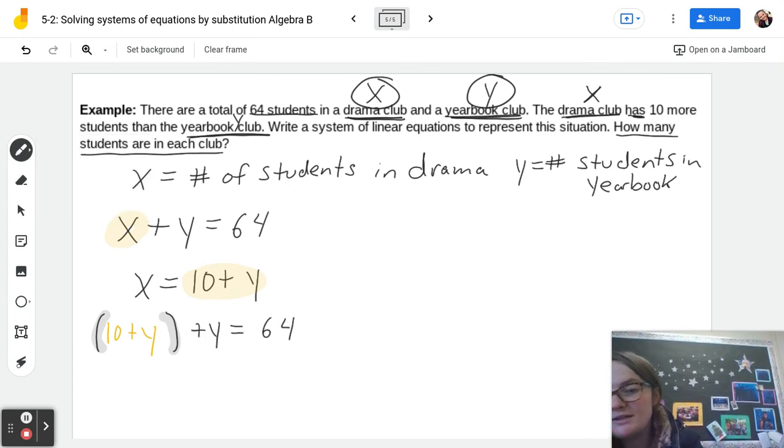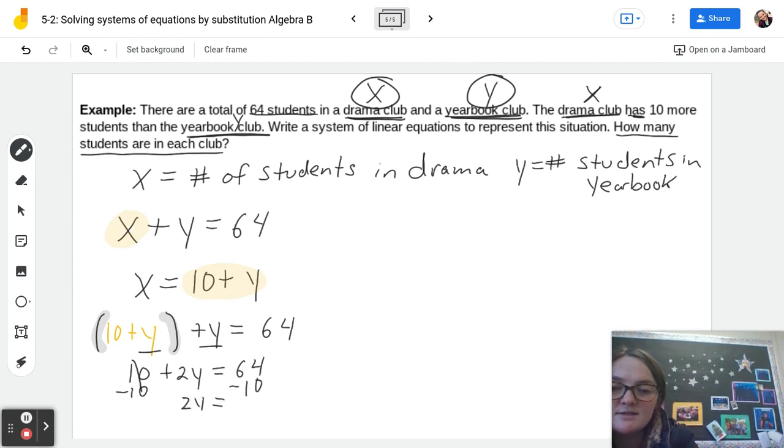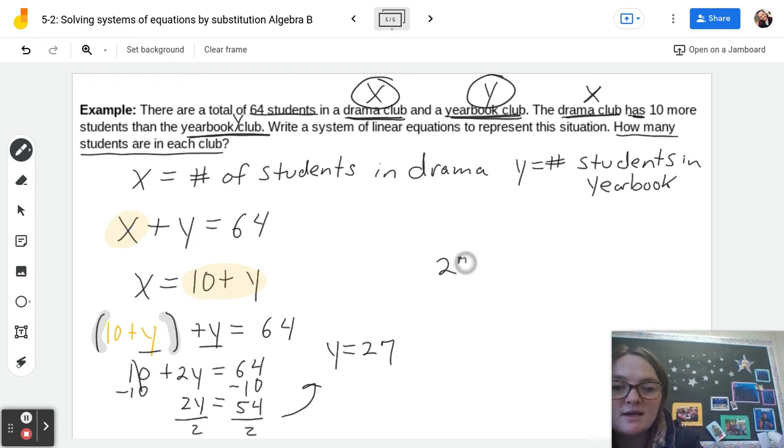Okay, so in this case, we don't need to use distributive properties, so we don't really need the parentheses quite as much. So let's go ahead and simplify. Y plus Y is 2Y, so we have 10 plus 2Y equals 64. We can subtract 10 on both sides, and we get 2Y is equal to 54. Divide by 2 on both sides, and you should get Y is equal to 27. So that means that there are 27 students in the yearbook.